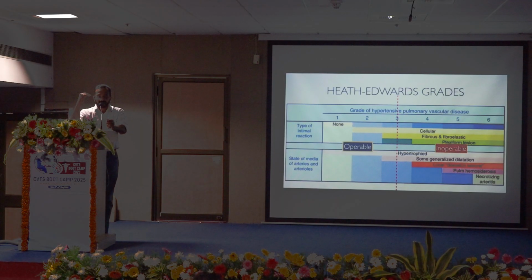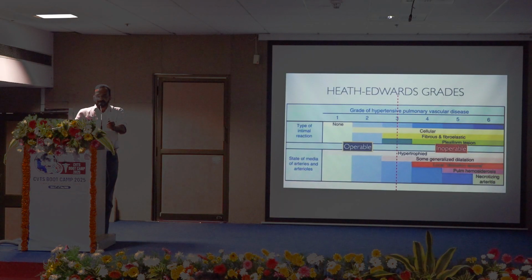It depends on how much of the intimal involvement is there and how much of the media involvement is there. Based on that, you know that the more intimal lesions you have, the less chance of operability. Somewhere between Heath grade 2 or 3, you become inoperable. Beyond 3, you're almost inoperable.